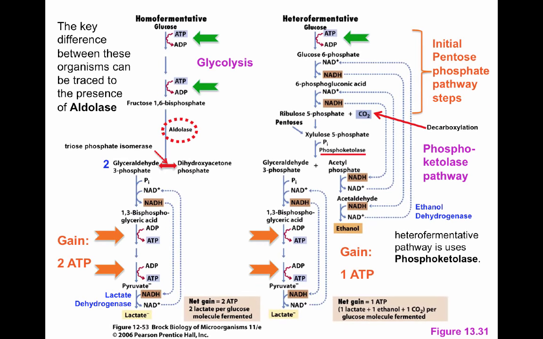Though during the fermentation through glycolysis, you get 2 lactate molecules and you net gain 2 ATP, by the pentose phosphate pathway, you're only going to gain 1 ATP and have the products of glucose be converted into 1 lactate, 1 ethanol, and 1 carbon dioxide molecule.